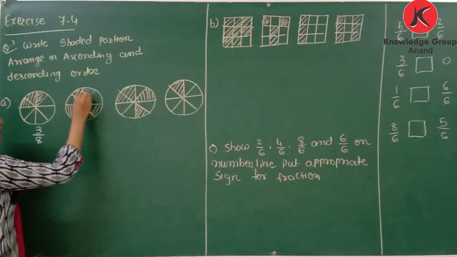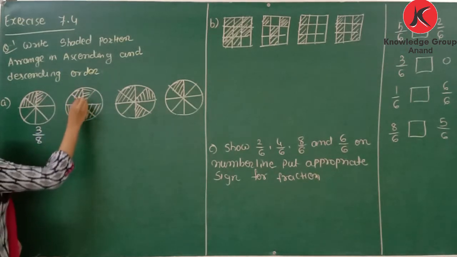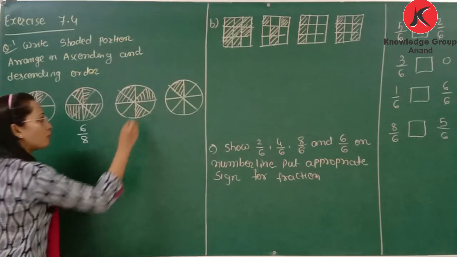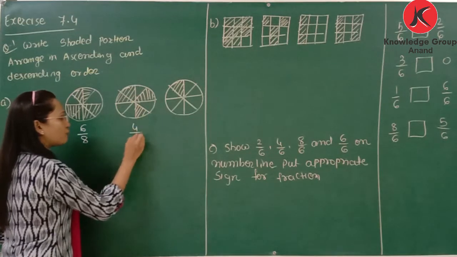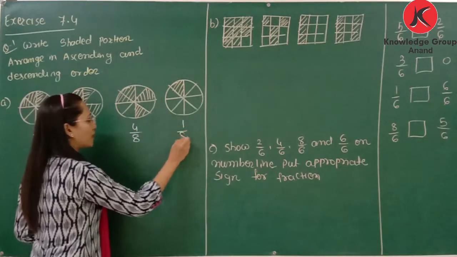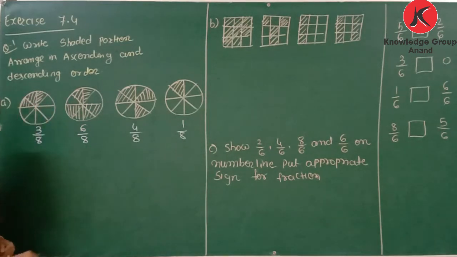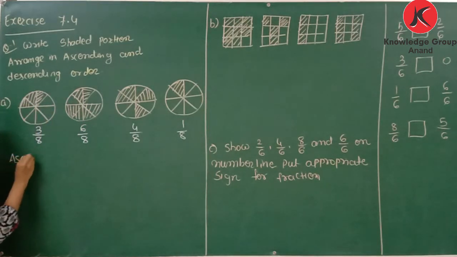Now for this, how many parts are shaded? 4 plus 2, 6. So it is 6 by 8. For this figure 1 2 3 4. So we can write 4 by 8 and for the last 1 by 8. Now the denominators are the same. So how can we arrange it in ascending order?